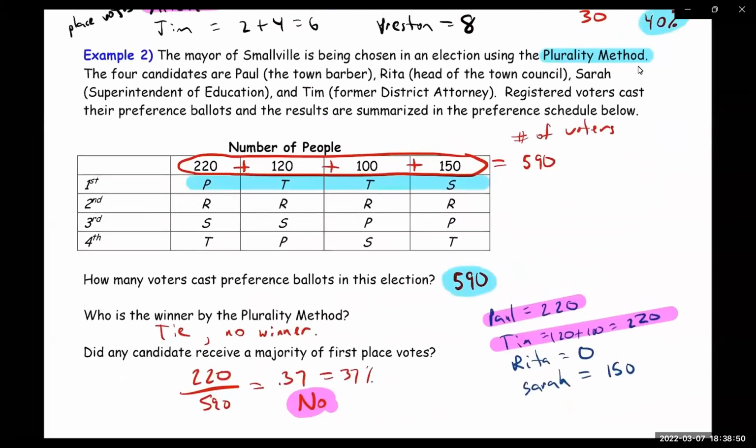The last one, how did you get 37%? Oh, okay, so we looked for the one with the highest votes, which was a tie, 220. Divided that by the number of total voters, 590. So if you divide that on your calculator, 220 divided by 590, you should get 0.37288. But I just used two decimals, 0.37. I see. And then you always multiply by 100 to get a percent. So times 100, that gives you the percent. All right, cool, thank you. No problem.